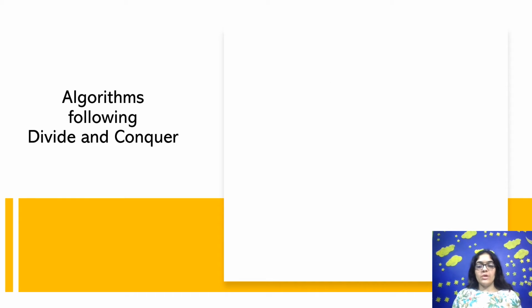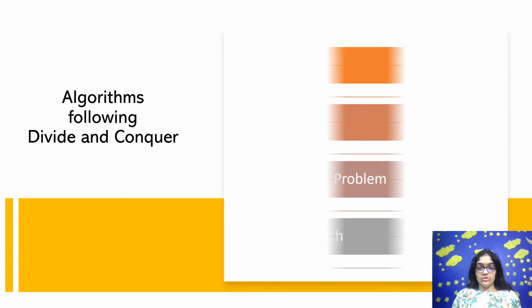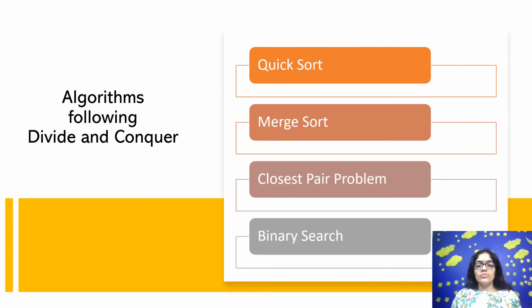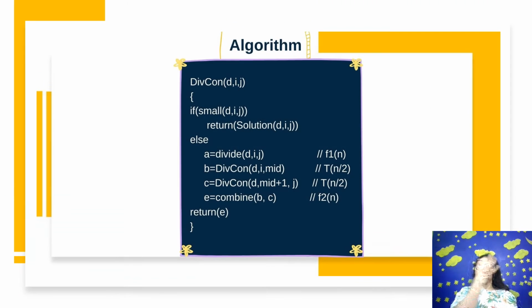Now let's look at some of the algorithms which follow this approach: quicksort, merge sort, closest pair problem, binary search, and there are many more. This is the logic behind this algorithm. If we find the smallest value, then we return the solution, else we follow the three steps, that is, divide, conquer, combine. Each of these steps has its own time complexity, which we will look into in the next slide.